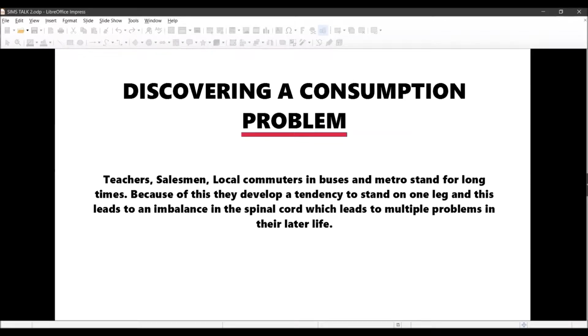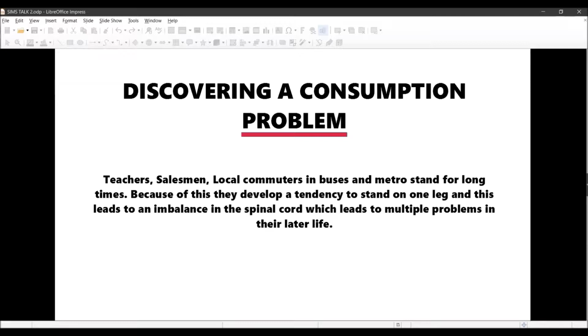things like lower back pain to blood clots in the legs and so on and so forth. So there are multiple related problems. Now, this is a very common problem. A lot of people experience this. This is an occupational hazard, I should say, because of the traveling, because of the standing that is involved.